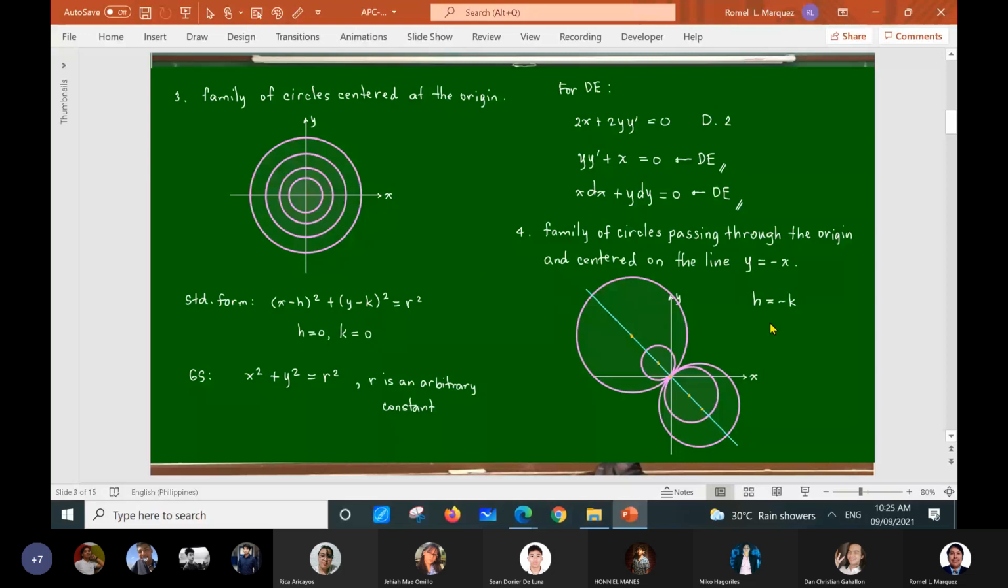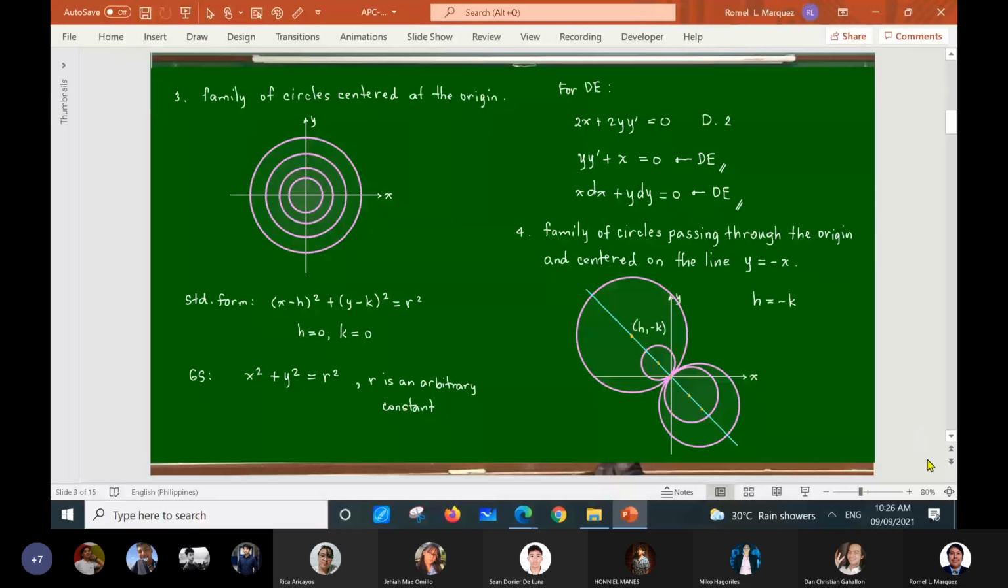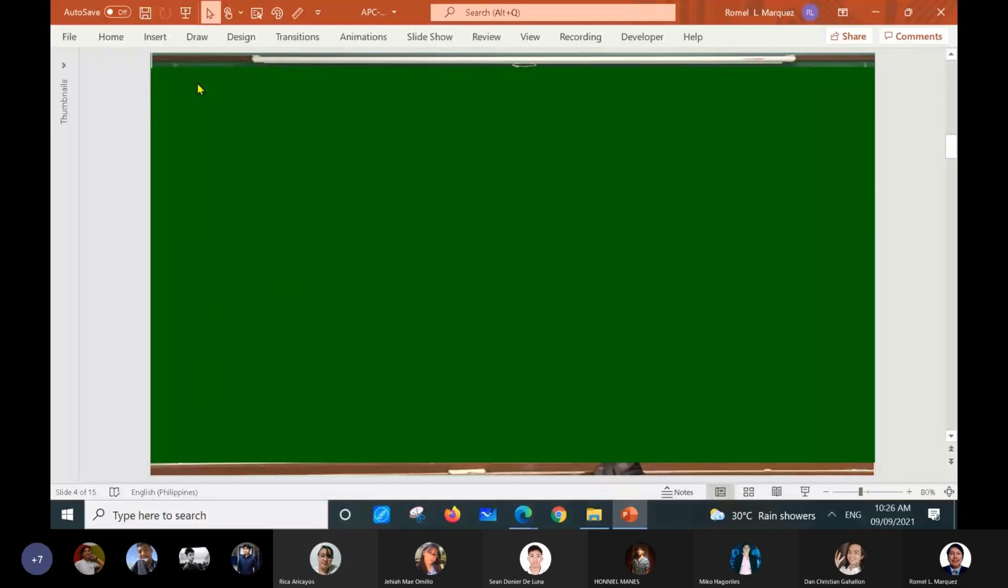So itong center na to, sa bawat circle, ang format is H, negative H. Okay? So anong standard form ng circle again, children? X minus H, quantity squared, plus Y minus K, quantity squared equals R squared. But this contains 3 arbitrary constants. To be specific, dahil we have specific conditions, may relationship ang H at K. Paano natin isusulat yan?